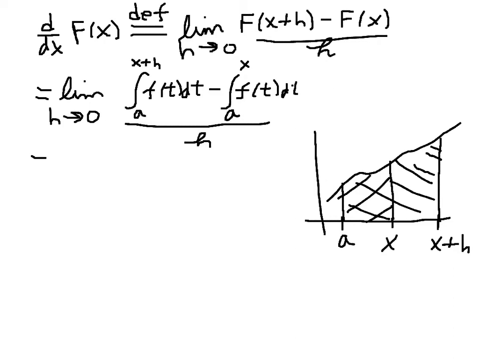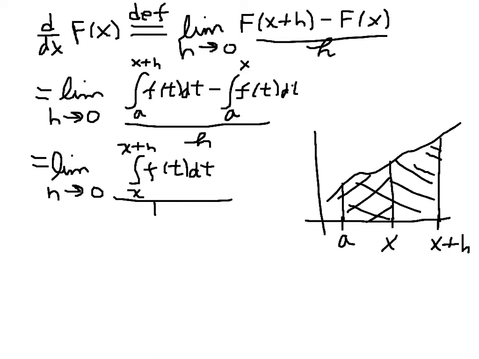Okay, so take a look here. If we take the area from A to x plus h, which is all of this, and we subtract the area from A to x, which is this, can you see what we're left with? We're just left with this. And so this is equal to the limit as h goes to 0 of the area from x to x plus h of f of t dt all over h.